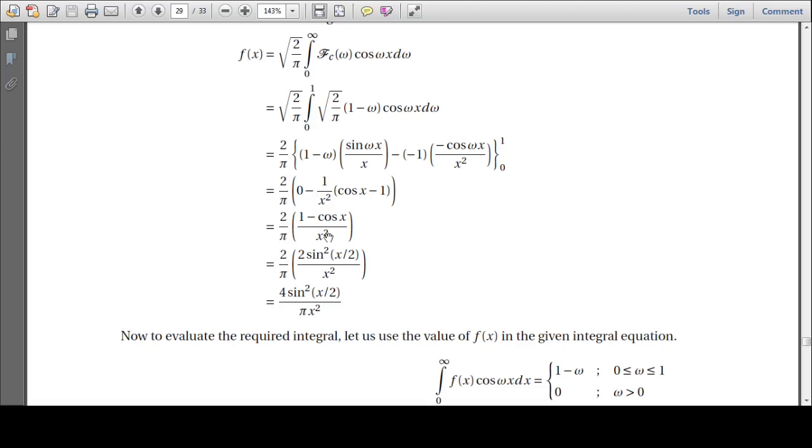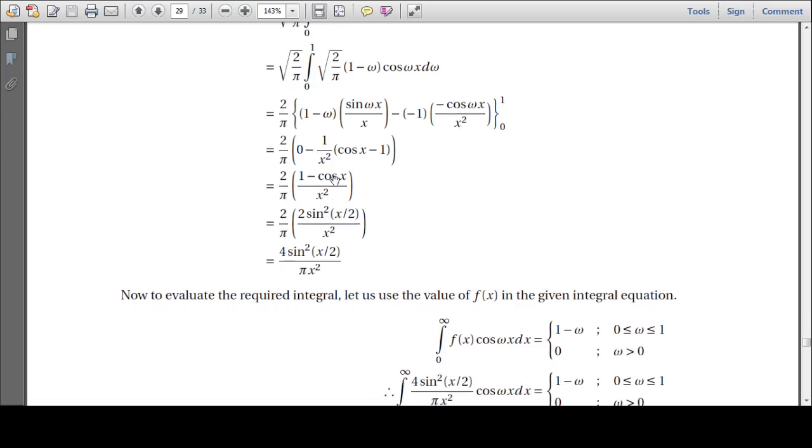Into 2 by pi. Now I can write 1 minus cos 2 theta by 2 is equal to sin square theta.